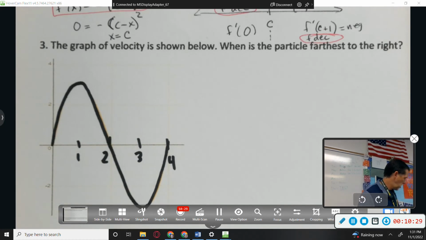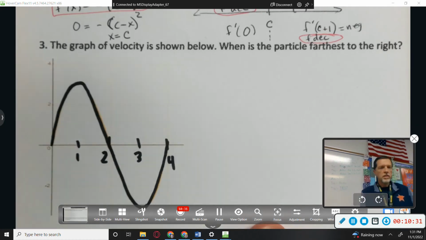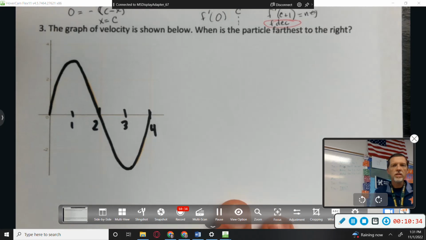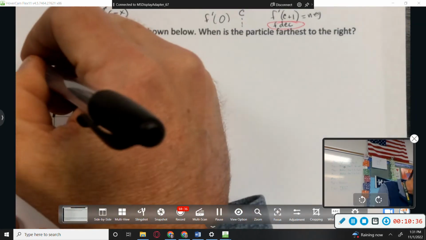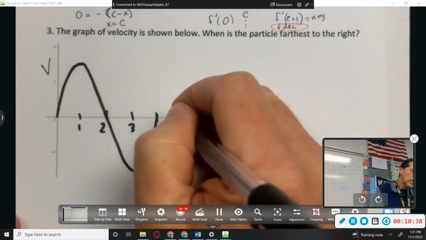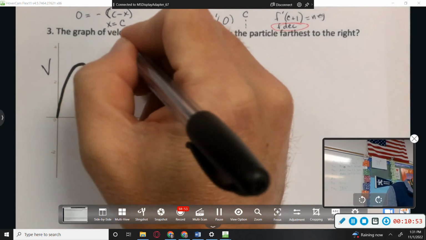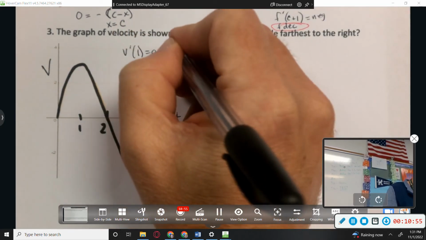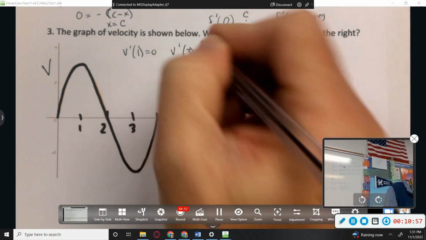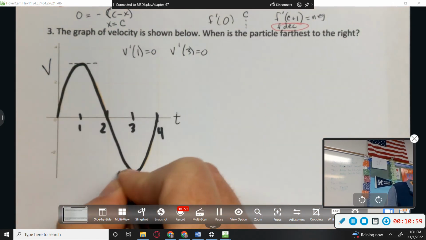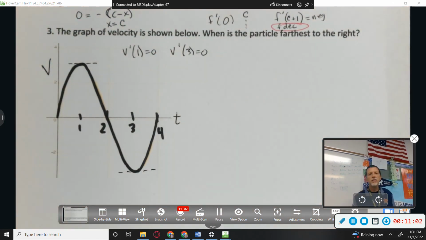Number 3. Graph of velocity is shown below. Should label that. So you can do a little sketch. When is the particle farthest to the right? And we could even say things like f prime of 1 equals 0, f prime of 3 equals 0, meaning that's where the maxes and mins are of the graph of velocity.